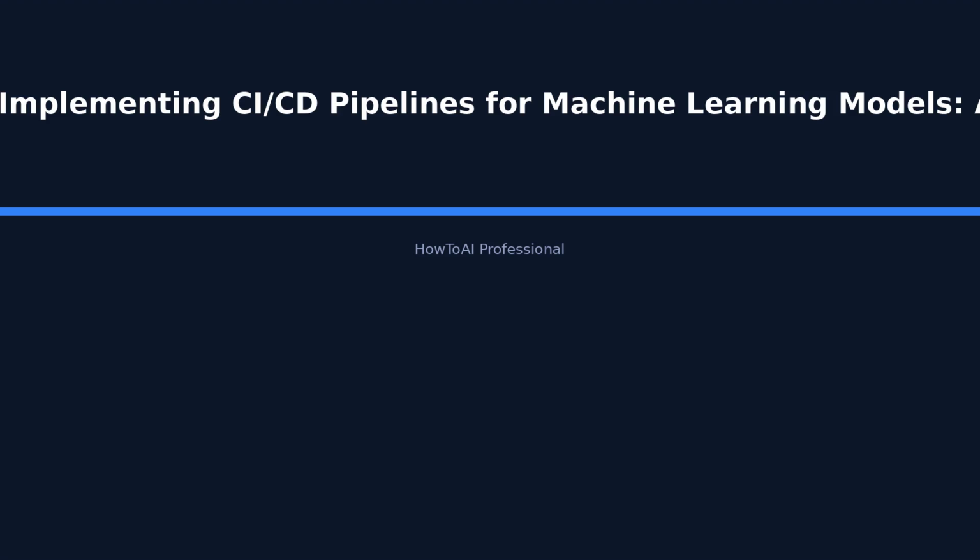Today, we are diving deep into an essential topic for data scientists, ML engineers, and DevOps practitioners alike: implementing continuous integration and continuous deployment, CI/CD, pipelines for machine learning models. As machine learning continues to grow in importance and application, the need for efficient deployment and monitoring practices has never been greater. We'll be exploring how to automate these processes to ensure that our models not only perform well in development but also thrive in production environments.